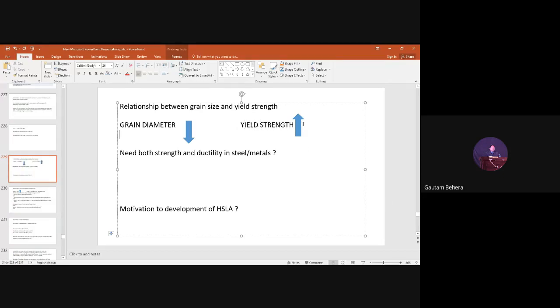Right? This is from the Hall-Petch relationship. But you have to remember, this is not always true for grain sizes which are very fine, like in the nanometer scale. Right? If you go to nanometer scales, it means very fine grain. In that condition, this Hall-Petch relationship does not work. If the grain size becomes finer in the nanometer range, then the strength will not increase. But if it is in the micrometer range, it is fine.